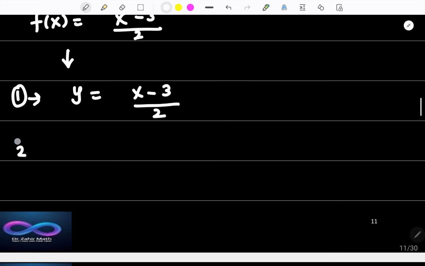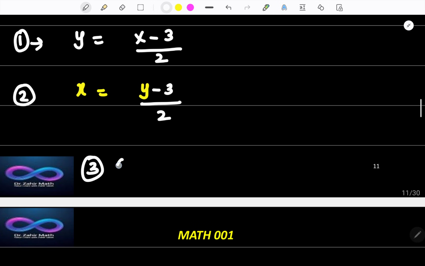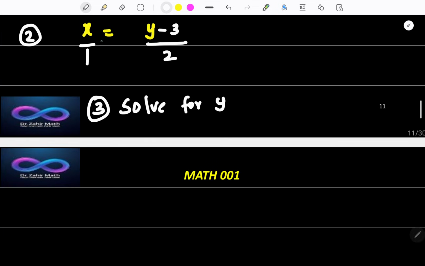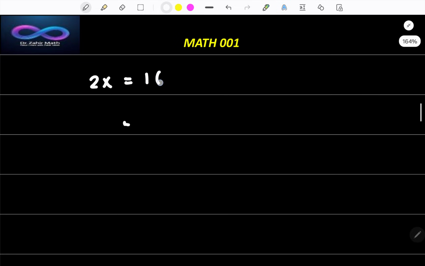Right. What is step number 2? Interchange x and y: y as x and x as y. So x equals y minus 3 divided by 2. What is step number 3? Step number 3 is solve for y. So just cross multiply. If I multiply here, it will be 2x. If I multiply here, 1 times y minus 3, right? Okay. So 2x equals y minus 3.